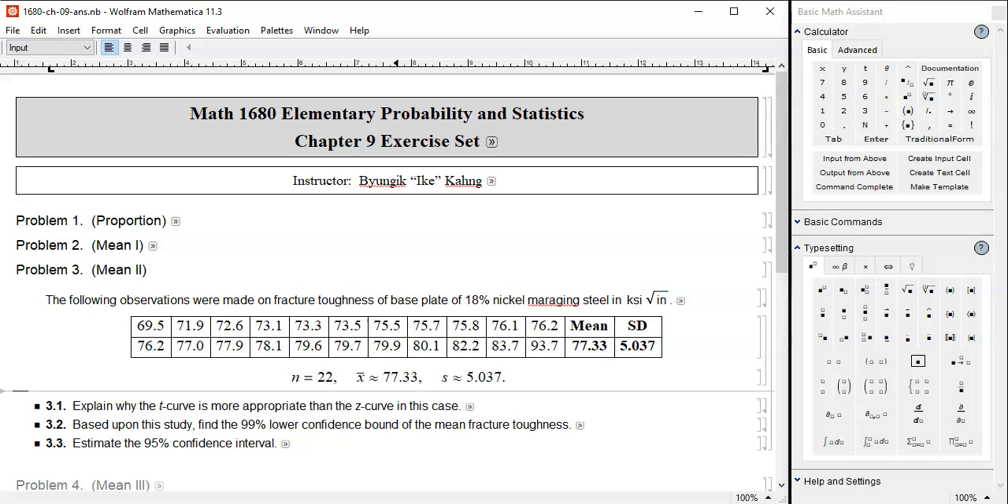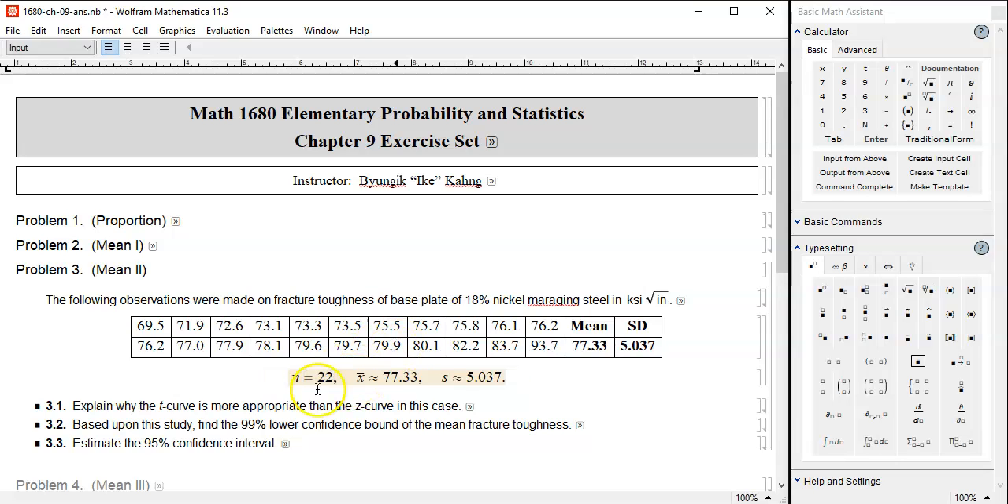Explain why the t-curve is more appropriate than the z-curve in this case. By the way, this is the hardest problem. Number 1 is the hardest. And this problem came before the others not because it's easier, but because this is a necessary step. Now, how do you tell this is a t-curve problem? One number stands out, n equals 22. Oh, small sample size. Less than the threshold of 100. Okay, that's a good reason.